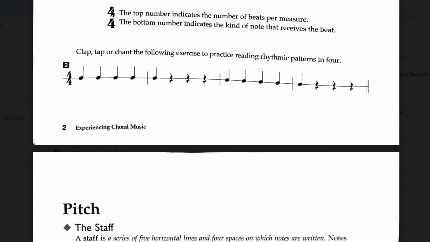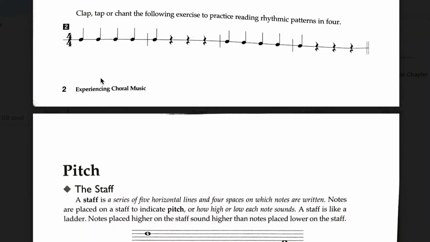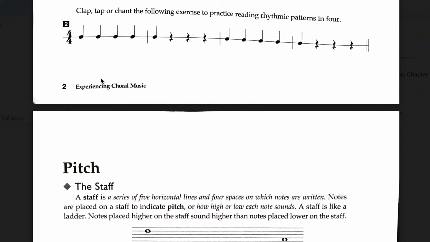The top number here will tell you the number of beats per measure. The bottom number will tell you the kind of note that receives the beat. So all we're going to do now is just clap or tap or chant this exercise to practice reading the rhythmic patterns in 4/4. So you notice there's a 4/4 here, which means there's 4 beats per measure. 1, 2, 3, 4. 1, 2, 3, 4. These are rests, but they still count as a beat. So let's try it. Ready?